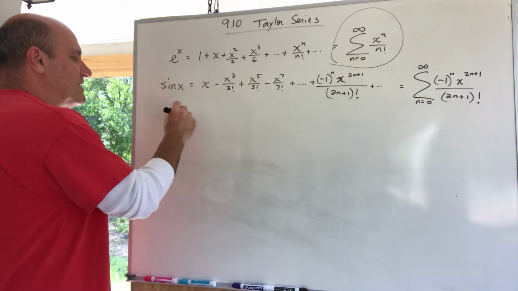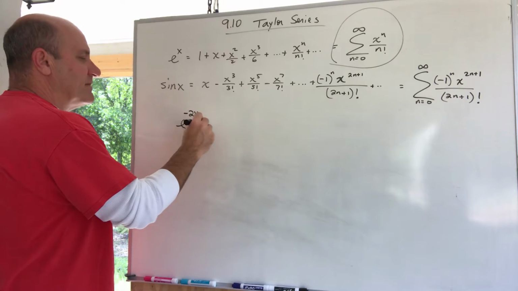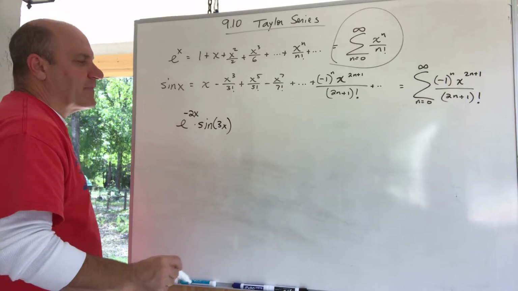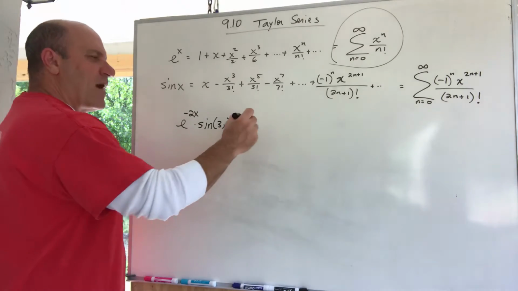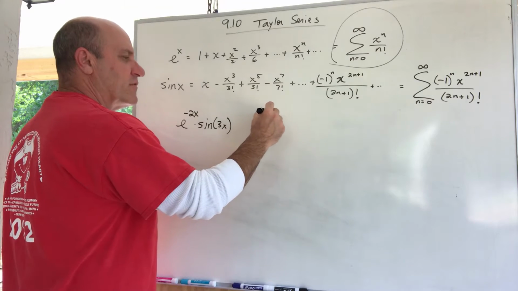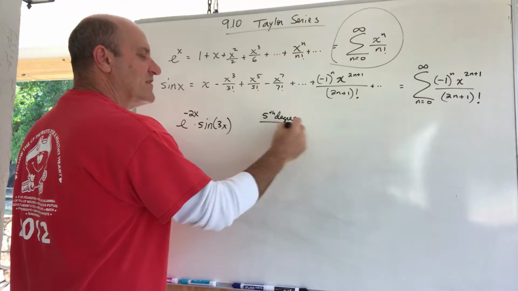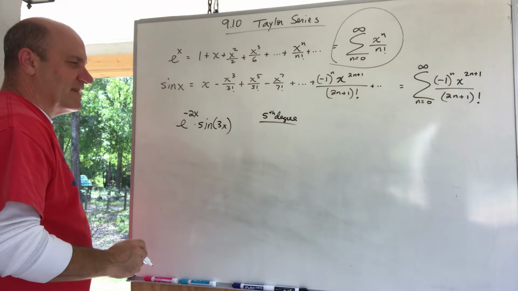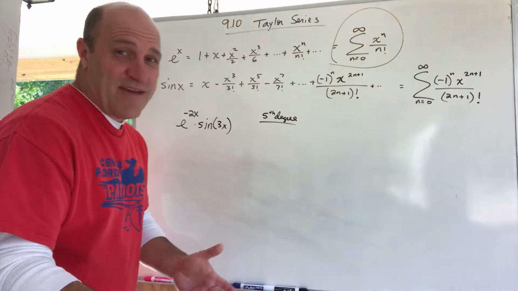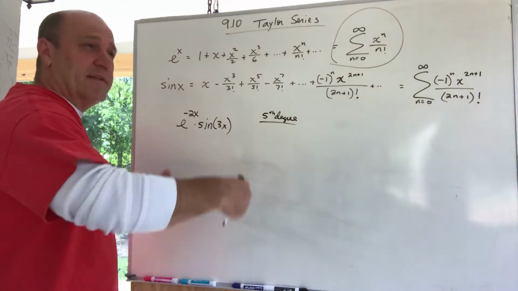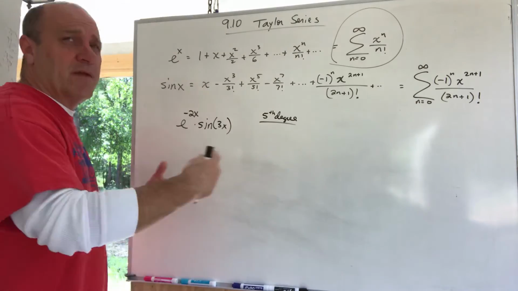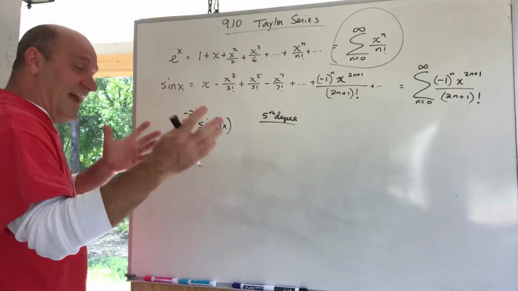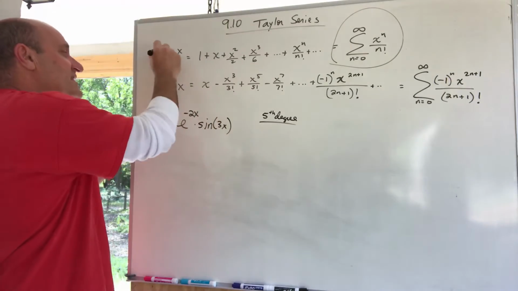What if I wanted e to the negative 2x times sine 3x? So that's my function, and let's say I want a 5th degree polynomial. All right, this may be tough. This is kind of tough, but I like this kind of question. Well, way back in 9.7, I would build a 5th degree polynomial taking 5 derivatives, and these would be product rules. Anyway, in 9.10, I can do this using this given knowledge.